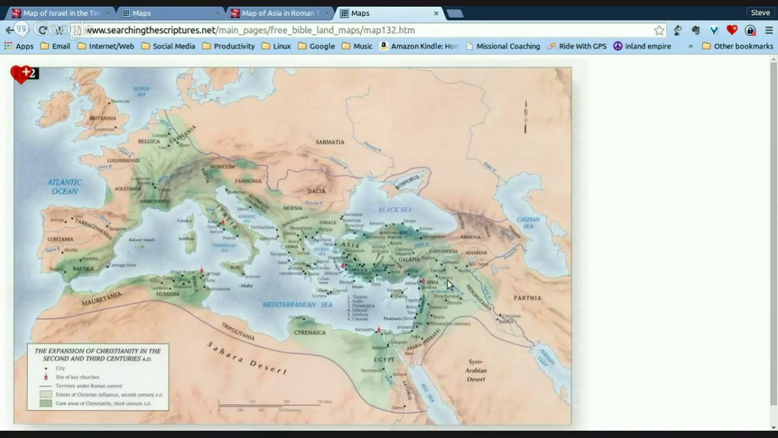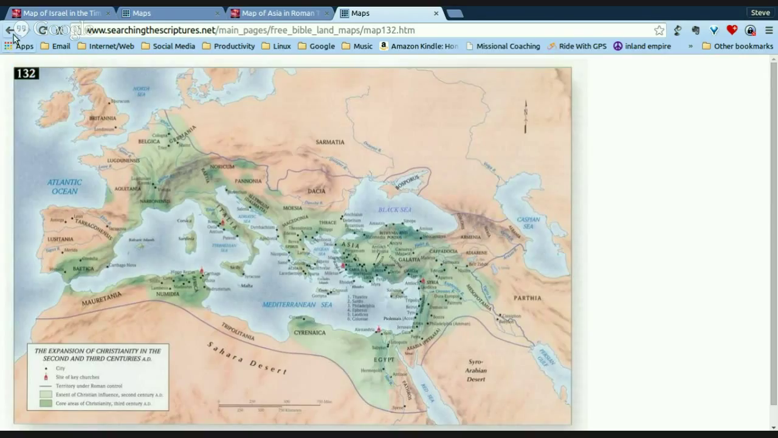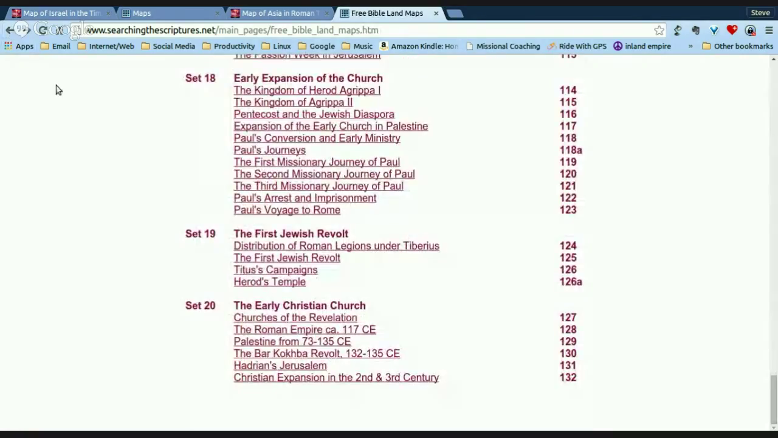All right. Hopefully these maps will be helpful for you. It's a great source, and that'll do it for lecture number 2.